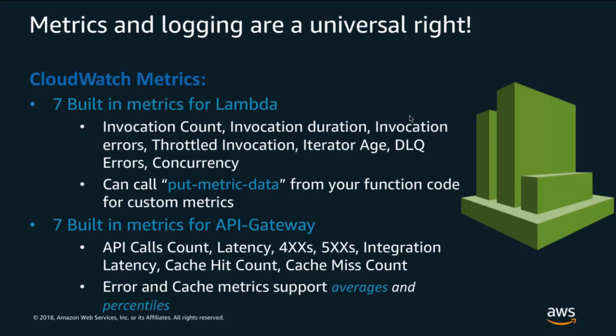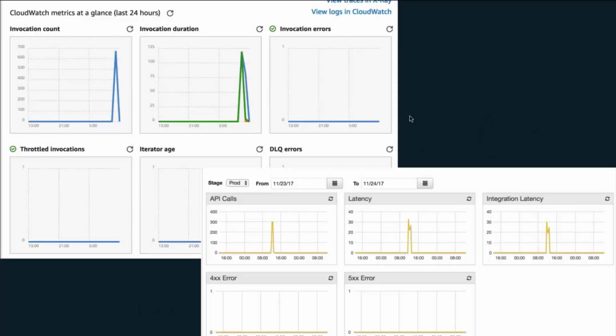Then for API Gateway, we also capture 7 metrics: API calls count, latency, 400 errors, 500 errors, integration latency, cache hit counts, cache miss counts. And then inside of CloudWatch, you can actually then pull out things like averages and percentiles for those. Again, very detailed information. And so this is an example here of those metrics that are available in the console today. We see in the top left here the screenshot for the Lambda console. And in the bottom right here, we see a screenshot from the API Gateway console.